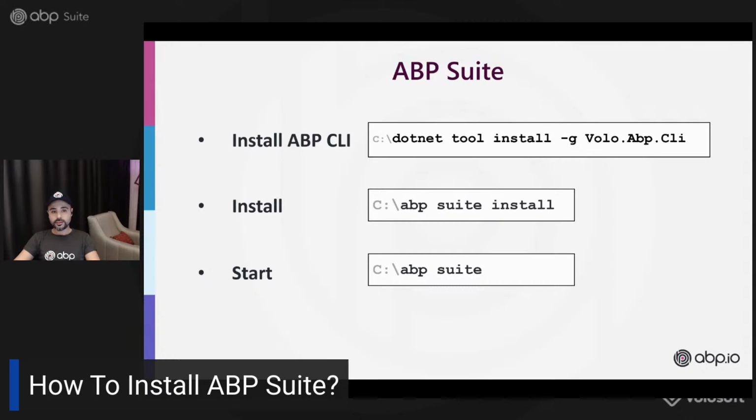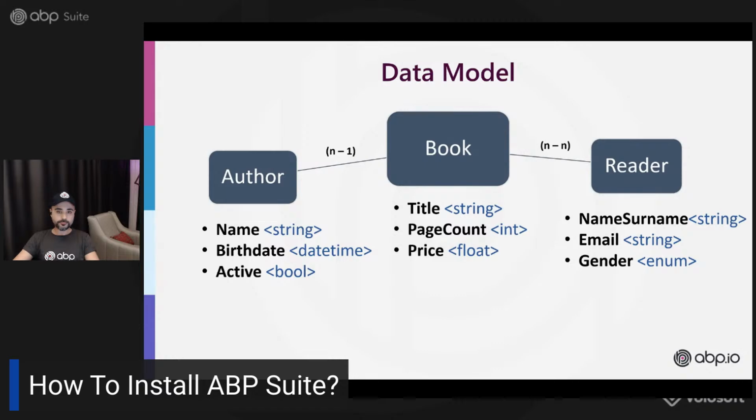And it's very easy to start the application. You just write abp suite to your command line. I have already installed it on my computer, the latest version 5.2.1. And I'm going to show you the user interface. First, we will explore the user interface. Then we will create a couple of CRUD pages. And I'm going to show you what kind of pages we are going to build.